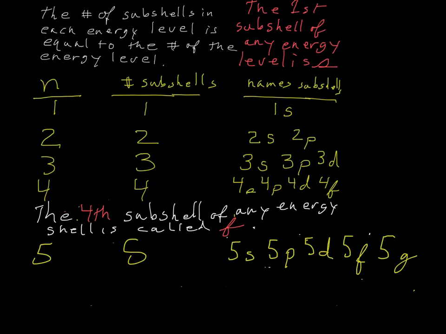All right, so we have energy levels. They're divided into subshells. The number of subshells in an energy level is equal to the number of the energy level, and we always name them S, P, D, and F in that order. And what do they tell us? Good question. Let's talk about these mysterious different subshells.